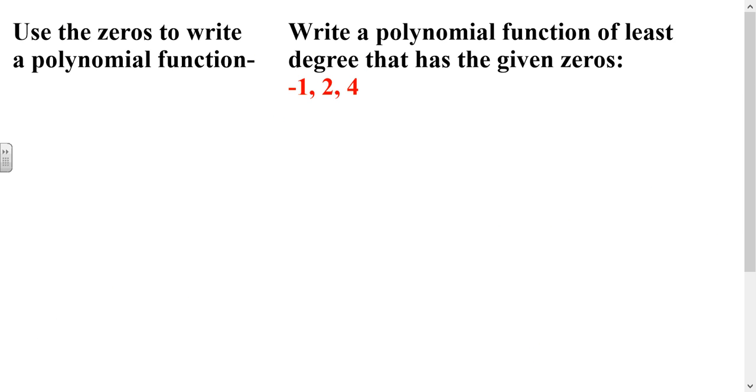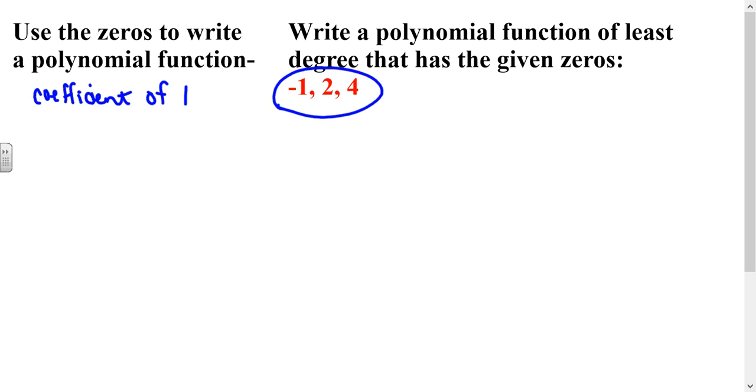All right, last thing. Using the zeros to write a polynomial function. It says write a polynomial function of least degree that has the given zeros. And actually, this also should say that it has a coefficient of 1, because we don't know necessarily if it has a different coefficient, but we can make sure that it has a coefficient of 1, and I'll kind of explain that again in a minute.